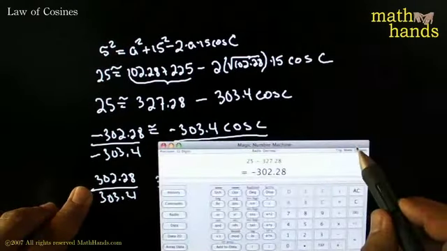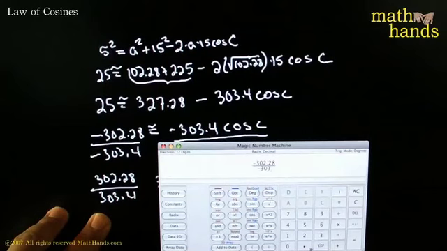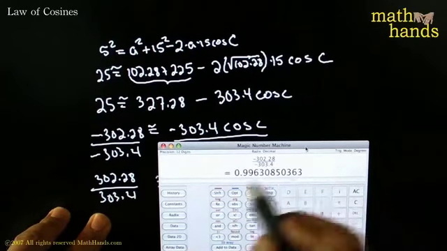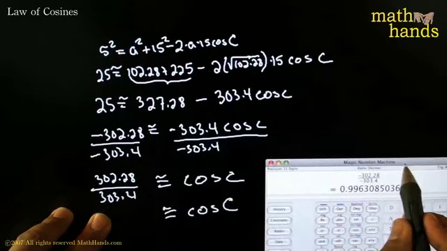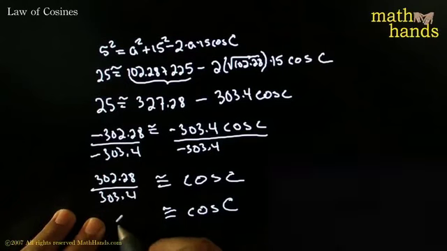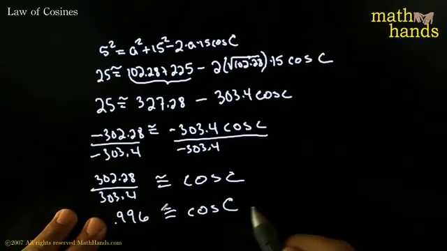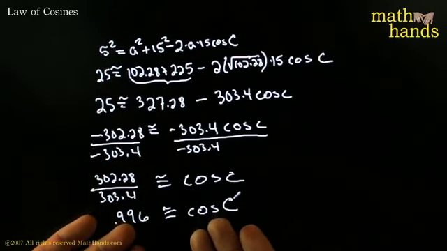And so now I have that cosine C is approximately equal to 302 divided by negative 303.4, and that would become 0.996 approximately. Now, what kind of equation do you have?